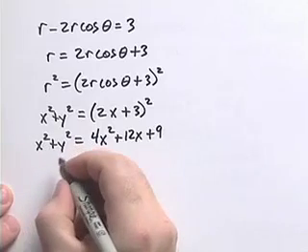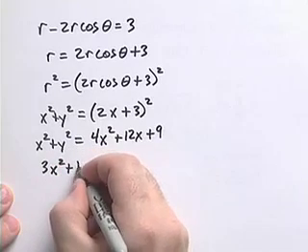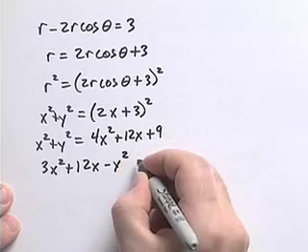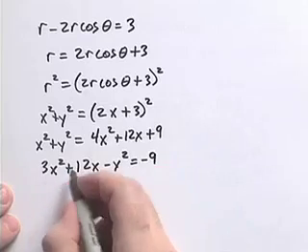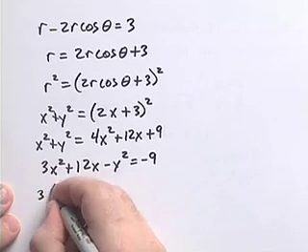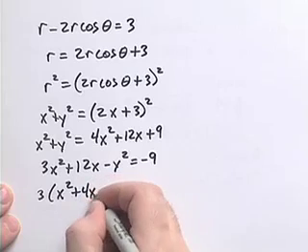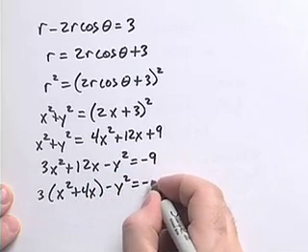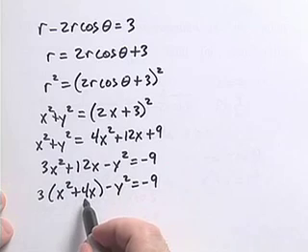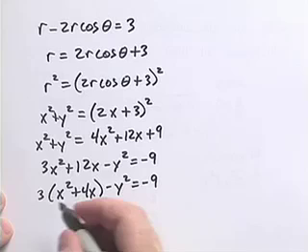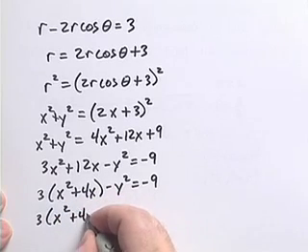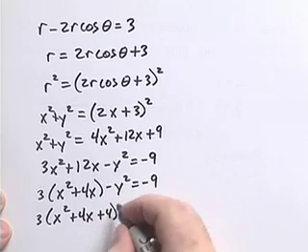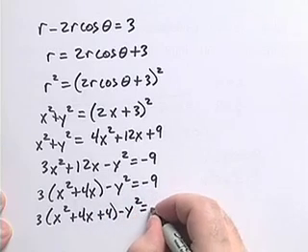We can rewrite this as 3x squared plus 12x minus y squared equals negative 9. We need to complete the square in x, so we're going to factor a 3 off of the x terms. We'll have 3 times x squared plus 4x minus y squared equals negative 9. To complete the square, we divide the coefficient of x by 2. 4 divided by 2 is 2. Then we're going to square that to get 4, and we're going to add that inside. So we get 3 times x squared plus 4x plus 4, in parentheses, minus y squared equals negative 9.